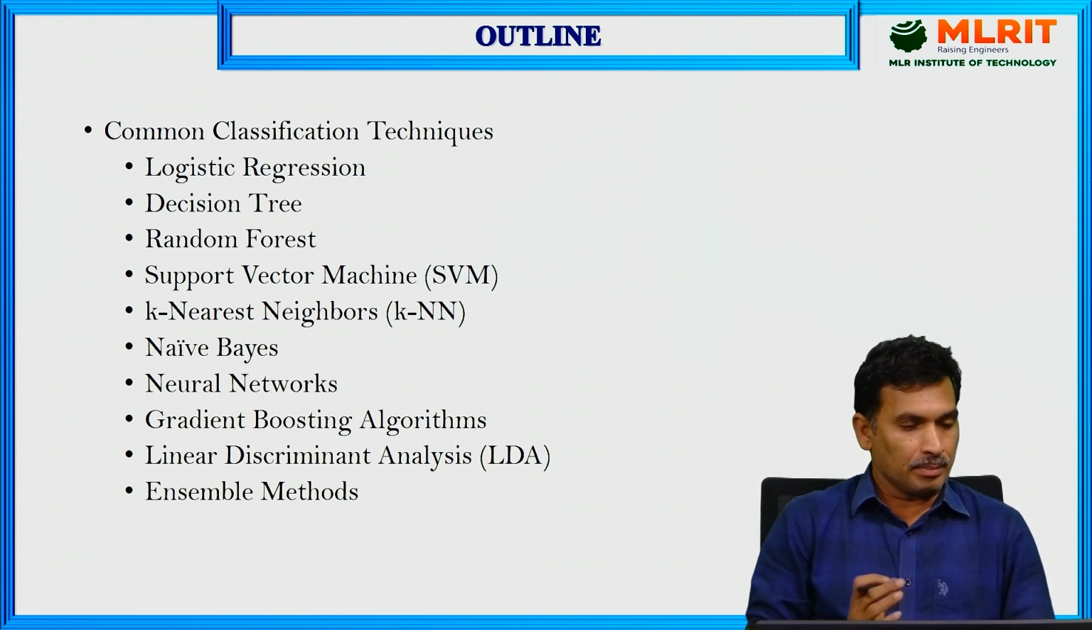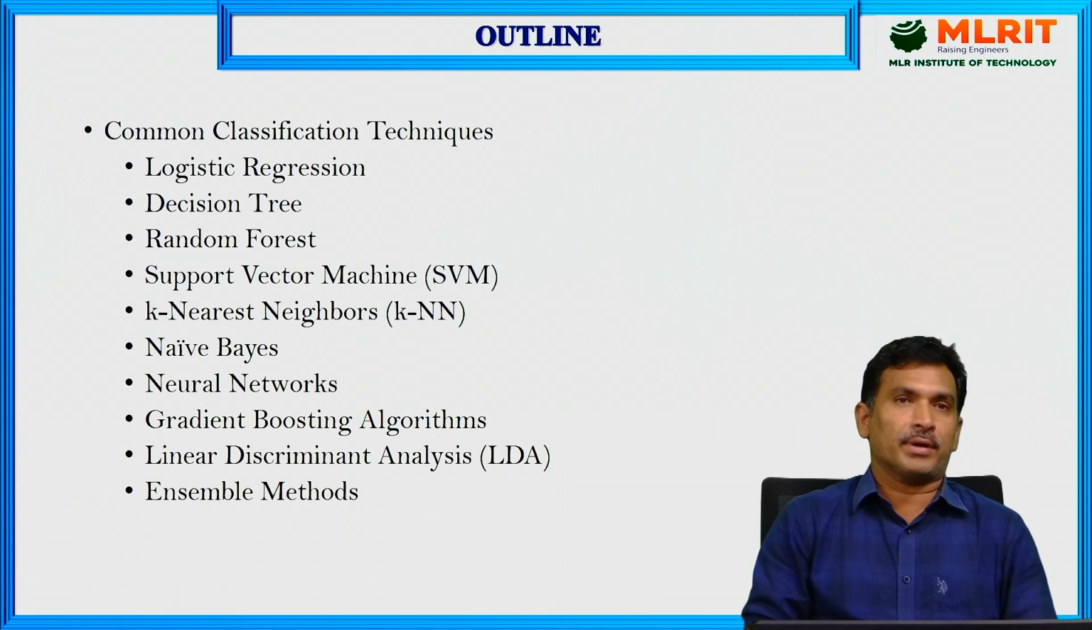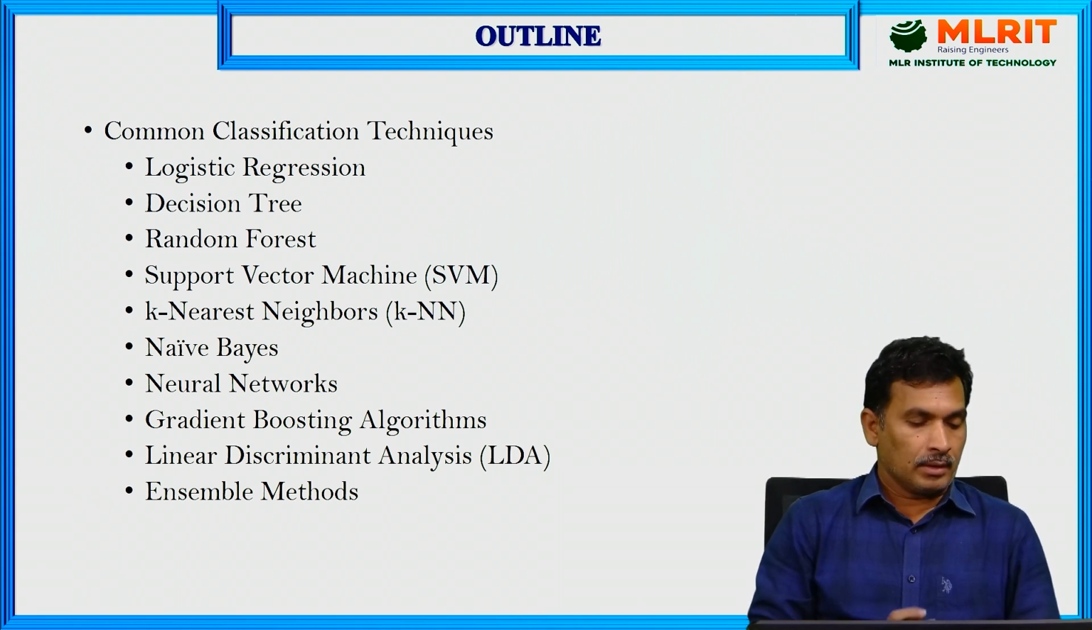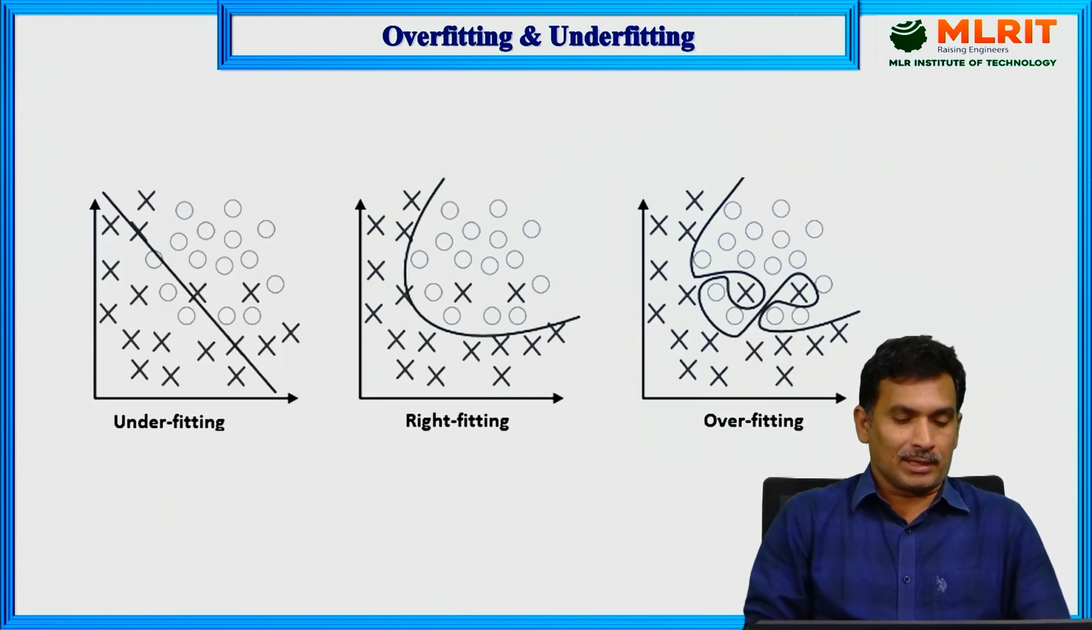I'll give a brief idea about each classification technique, like logistic regression, decision tree, random forest, support vector machines, naive Bayes, neural networks, gradient boosting, ensemble, etc. Let us see them one by one quickly.